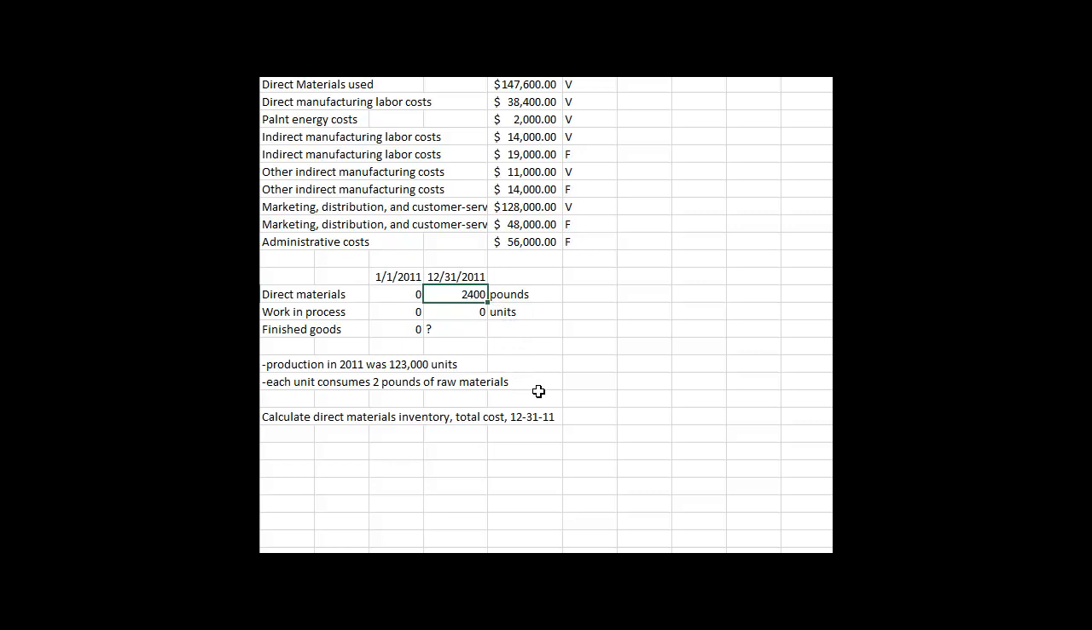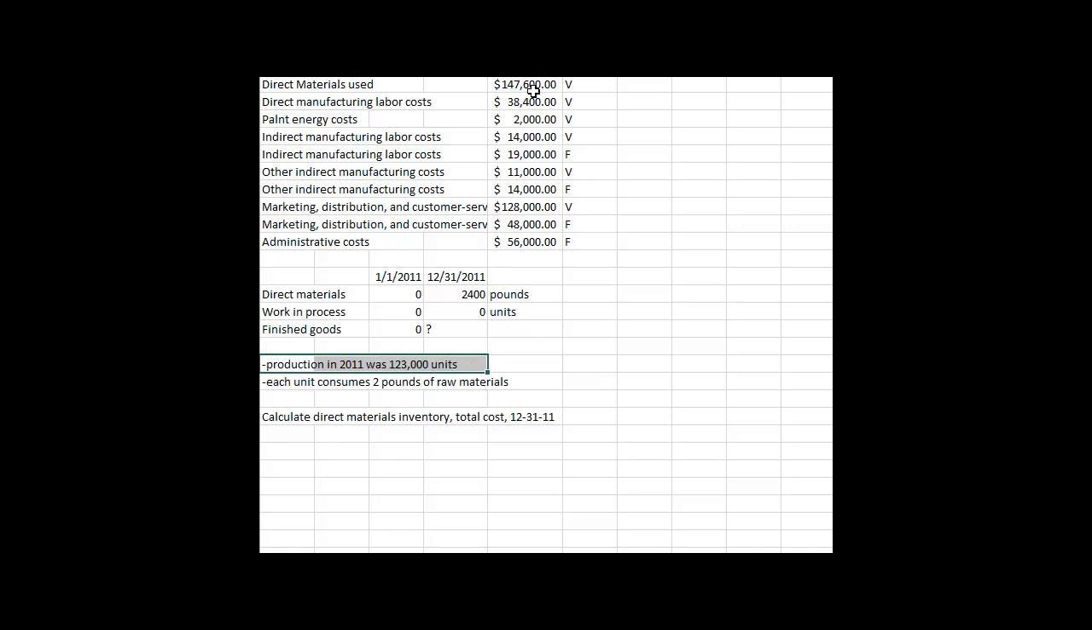So we've got to go ahead and kind of tear at this problem and find out what they tell us that we could work maybe backwards to figure out a dollar amount. So, two key pieces of information. One is that they tell us how much direct material we actually used in this first year, and they tell us that in dollars, not pounds. And they tell us how many units of shelving we actually produced, which was 123,000 units.